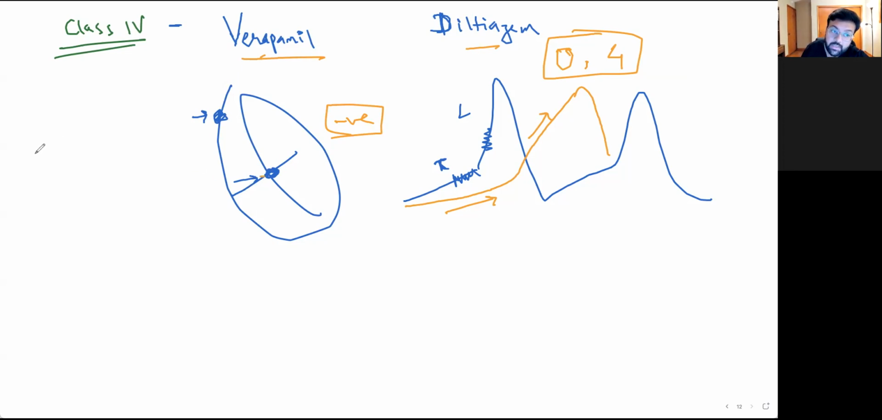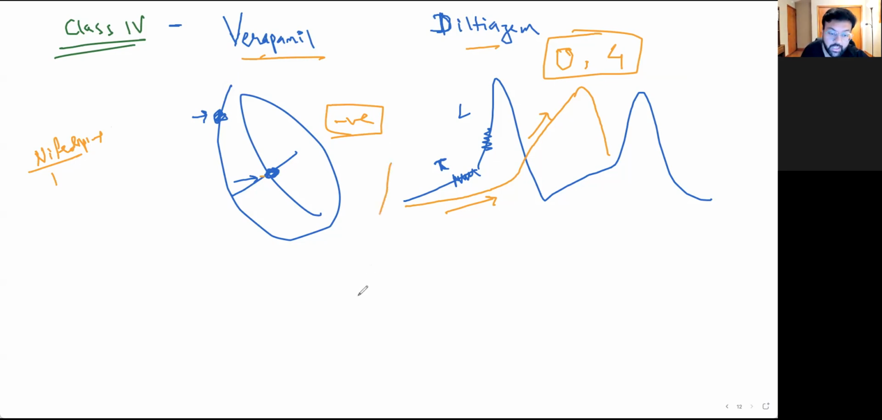We also have other calcium channel blockers like nifedipine, but nifedipine mainly works on the calcium channel of the arterioles, okay, of the blood vessels. Verapamil and diltiazem will mainly work on the AV node, especially diltiazem.